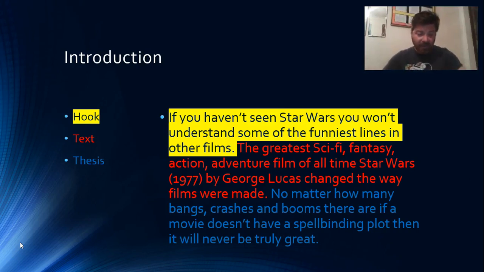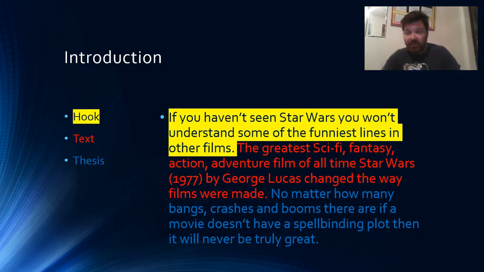Something like that. All right, so I've got my hook to reel people in. And my hook here is, if you haven't seen Star Wars, you won't understand some of the funniest lines in other films. That's one of those things that makes you go, I don't really get that. But I'll come to that later. It piques your interest. You know kind of what I'm going to be talking about.